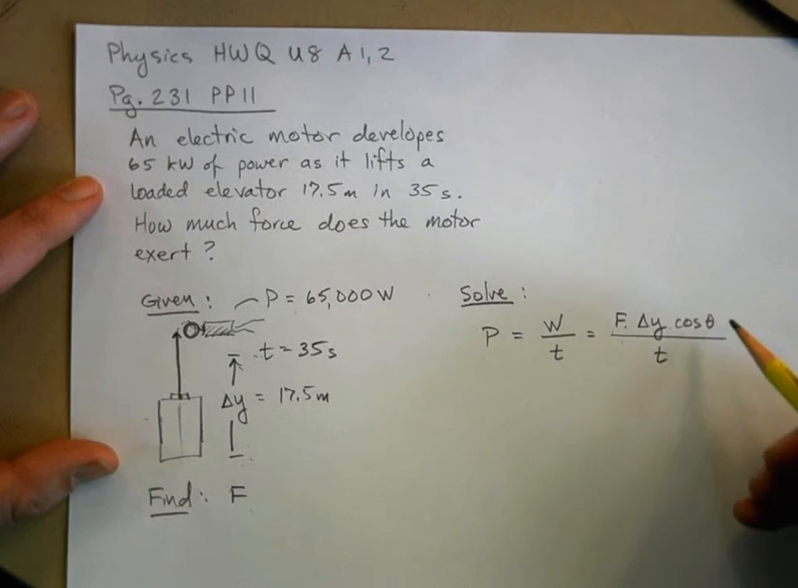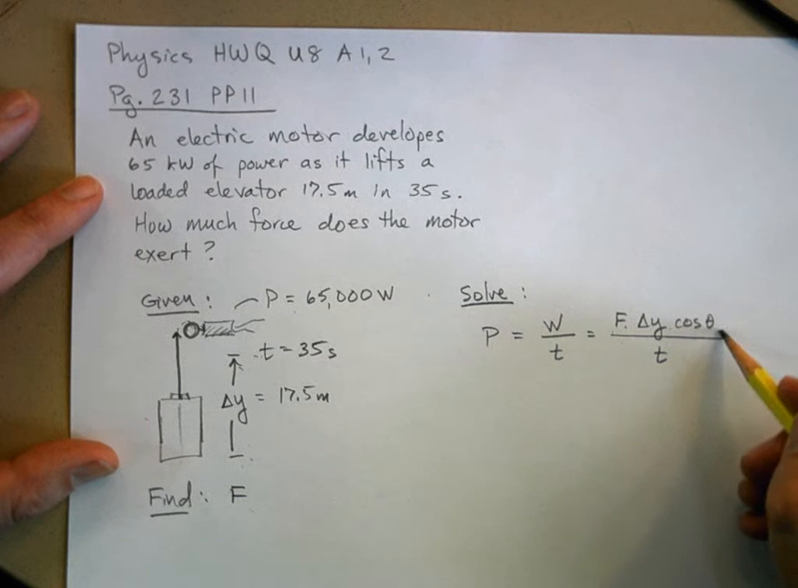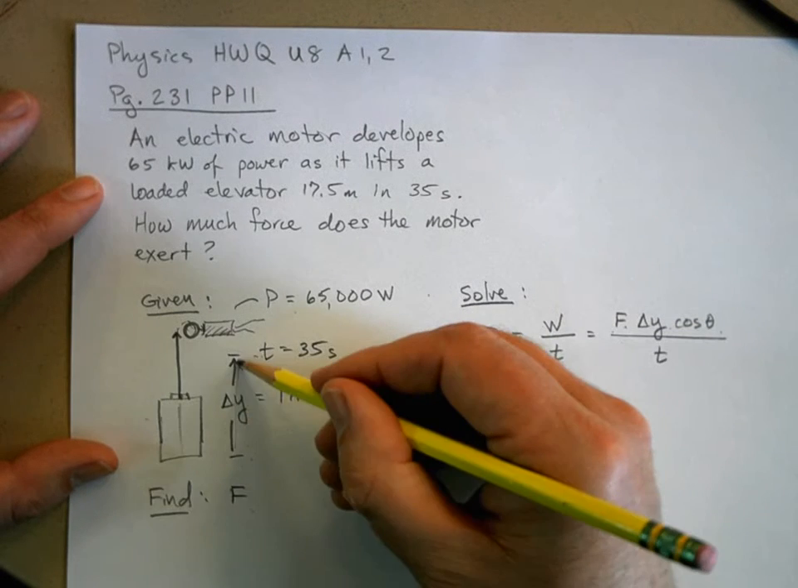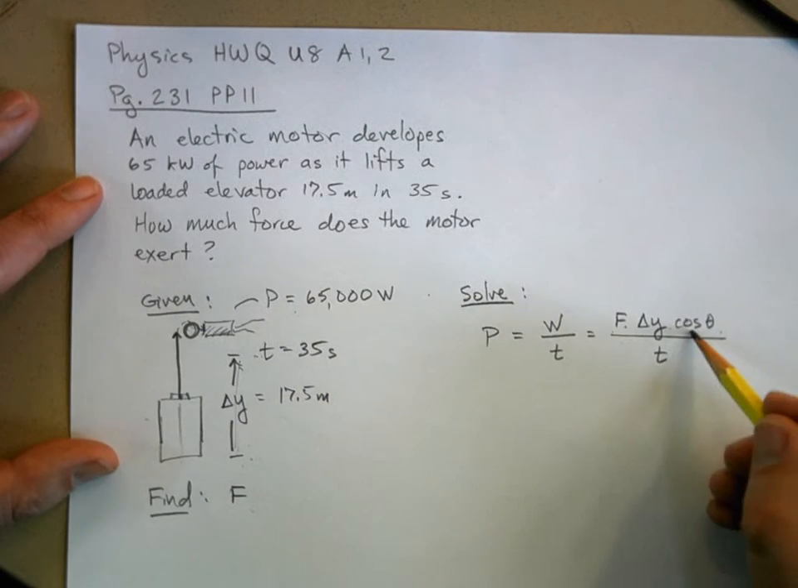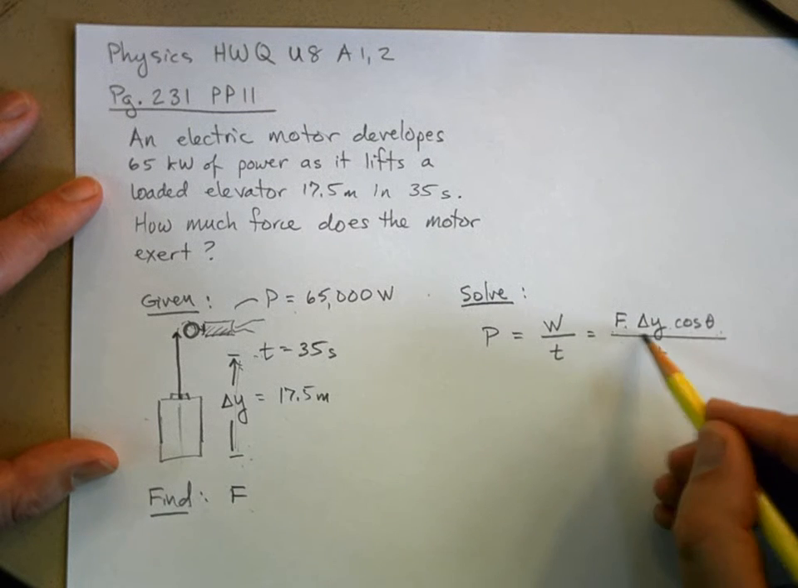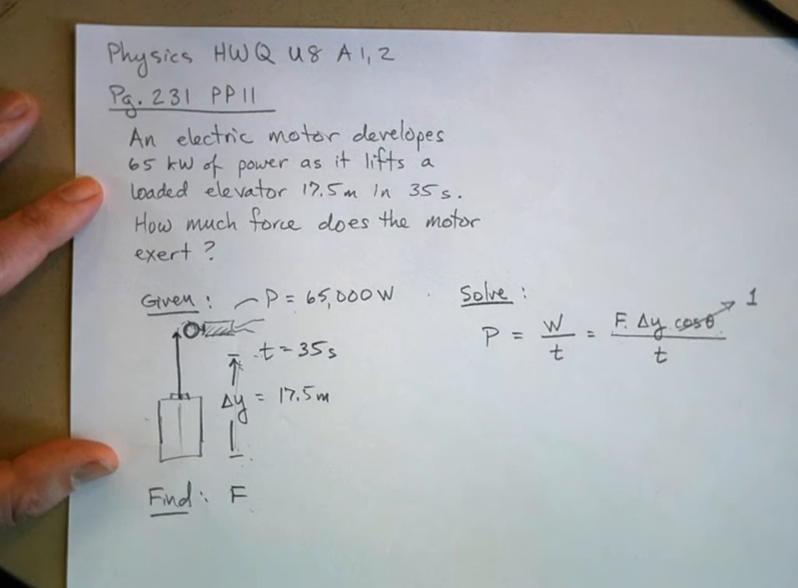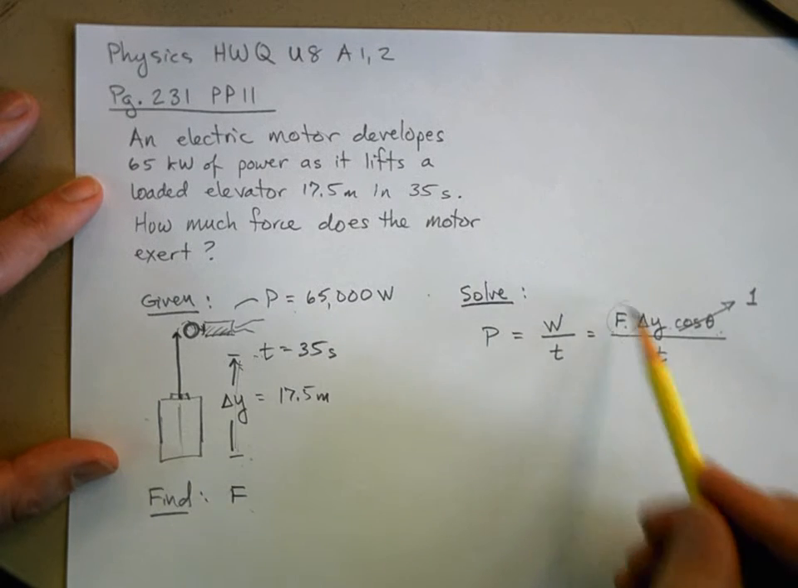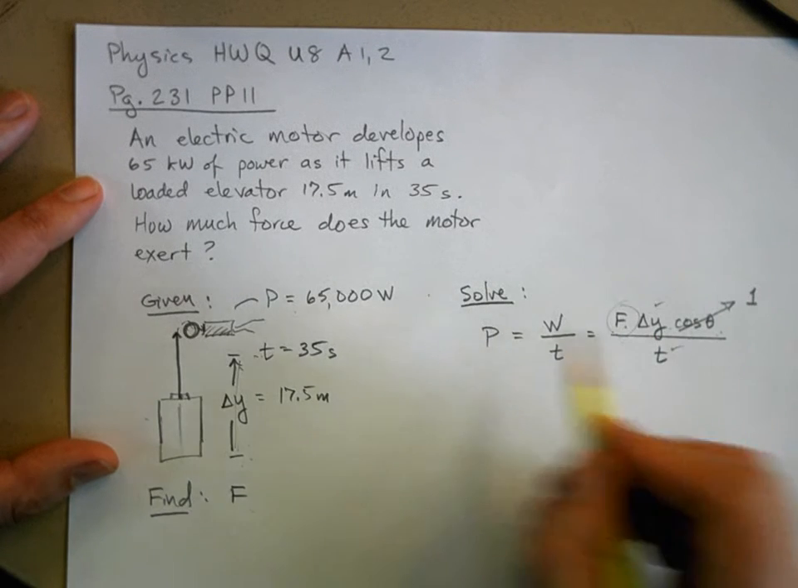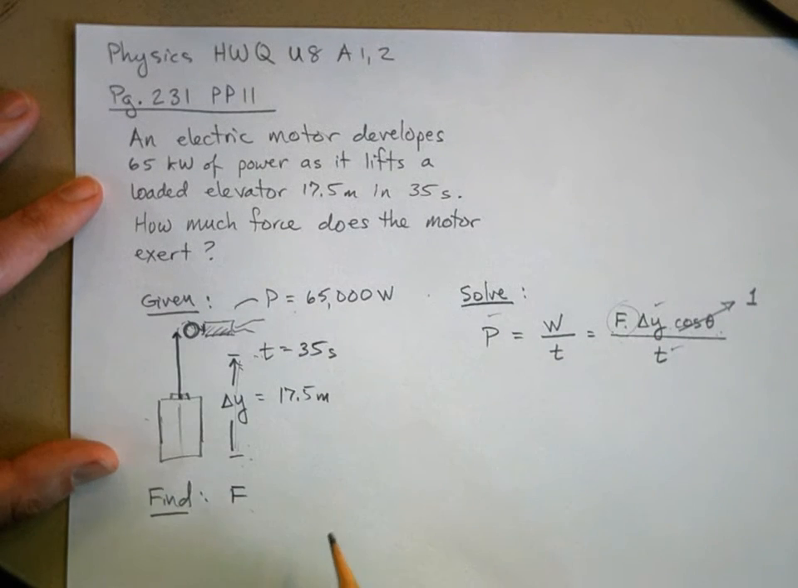So now let's dispense with this cosine theta. The force is up, the displacement is up, the angle between these two vectors is 0 degrees. The cosine of 0 is 1. Now I can solve for the force because I'm given delta Y and the time and the power.